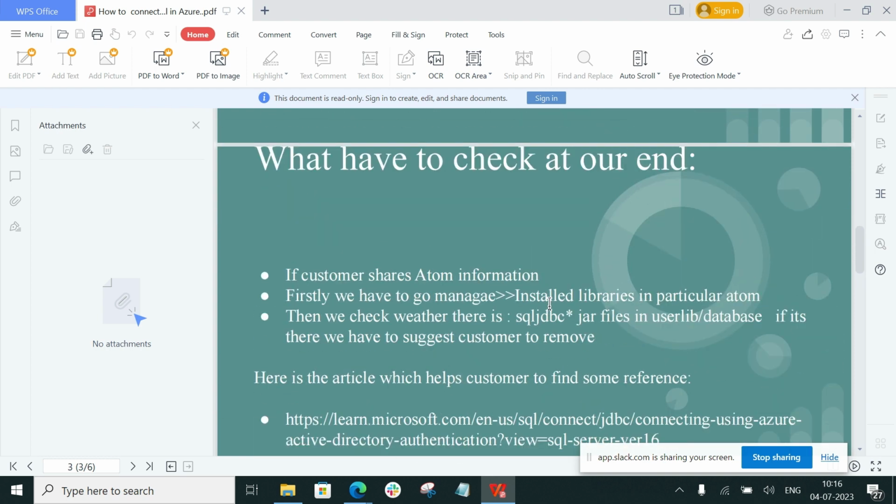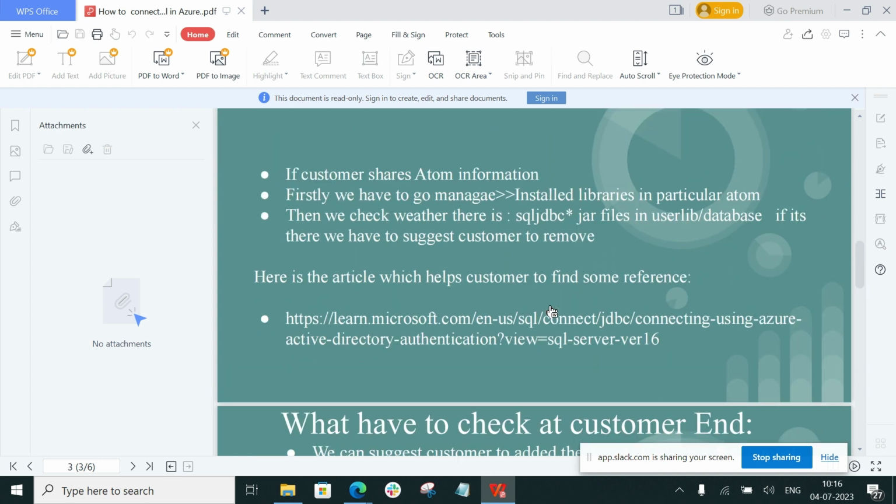And next, what we have to check at our end. If the customer shares the autumn information, firstly we have to go to manage install libraries in that particular autumn. Then we have to go to jar files. If we have similar jar files, like SQL JDBC, in the user library database, then we have to suggest that the customer remove them. If the customer removes them, then he can test the process once again. If the issue is still happening, then we have to check further things as per the customer request.